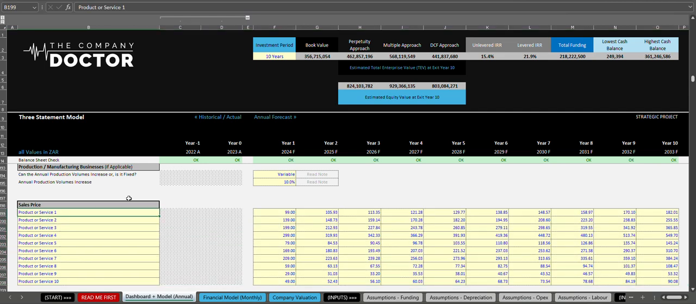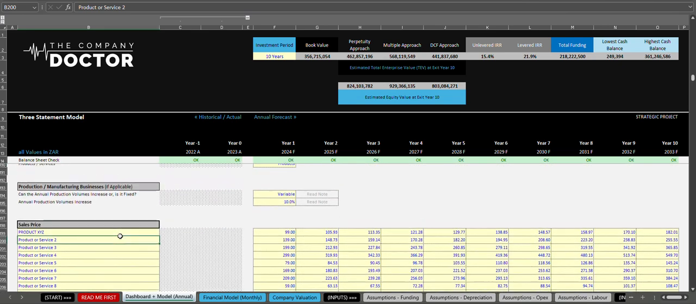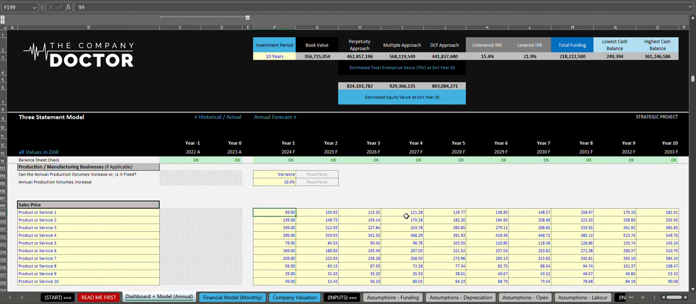So if we change this to product X, Y, Z, it will automatically update throughout the rest of the model for you, just for reference purposes. This is where you input your sales figures.